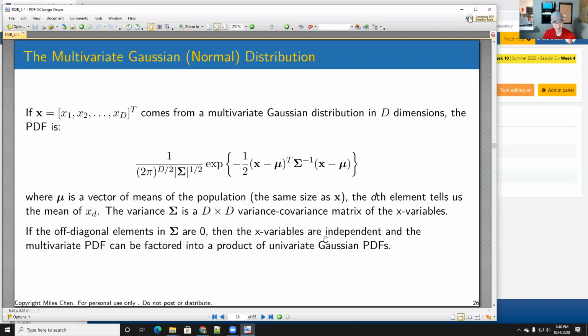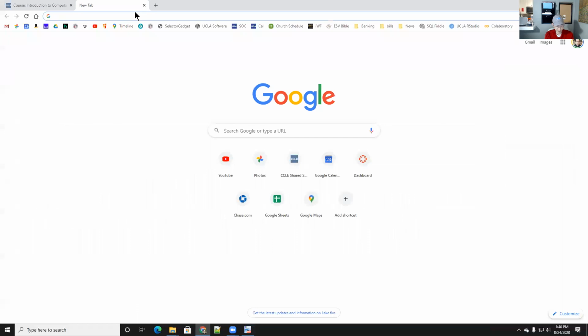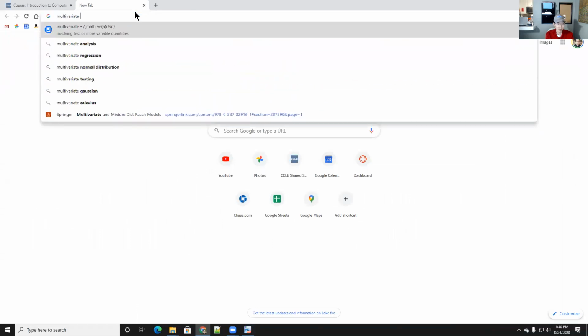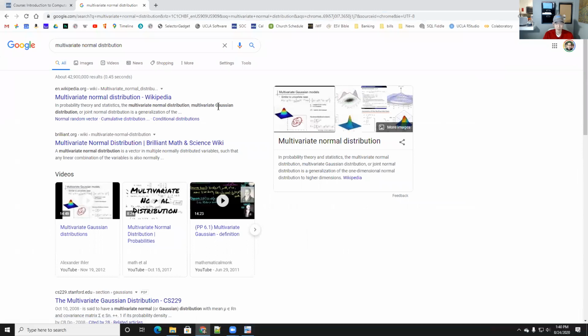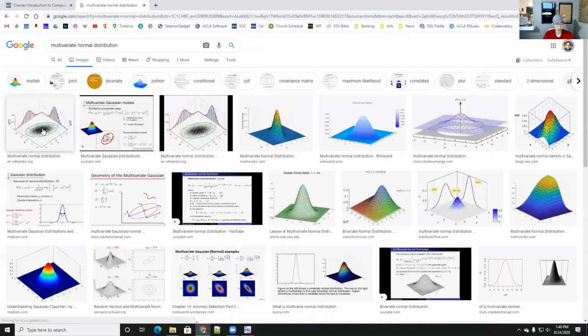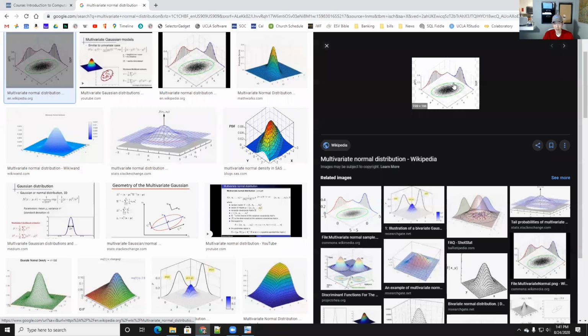All right, so we'll go forward, and what we're going to do is look at the multivariate Gaussian or multivariate normal distribution. Okay, and so the multivariate normal distribution is this, and let me just pull up a picture. There's some nice pictures of this. This is from Wikipedia.